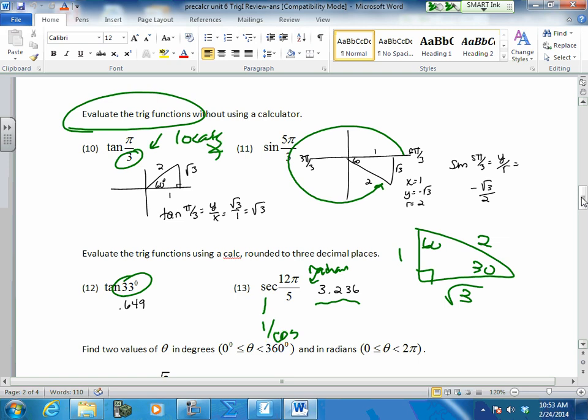Remember, a cosine and a sine can never be greater than 1. Their values are between 0 and 1, or 0 and negative 1. But their reciprocals, therefore, will be greater than 1. And we're going to see that as soon as we start graphing these.